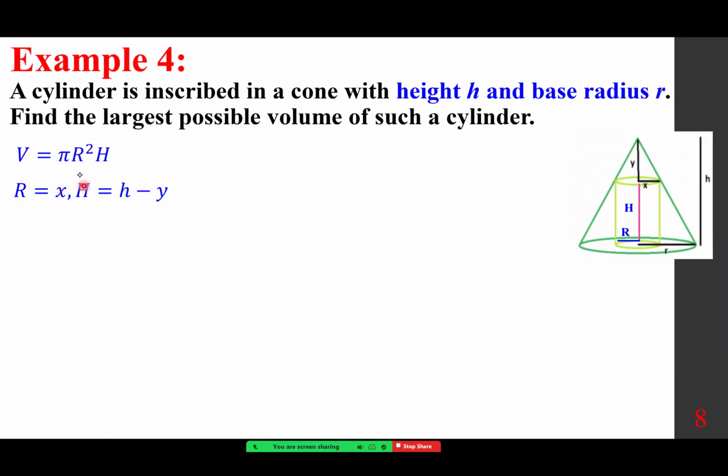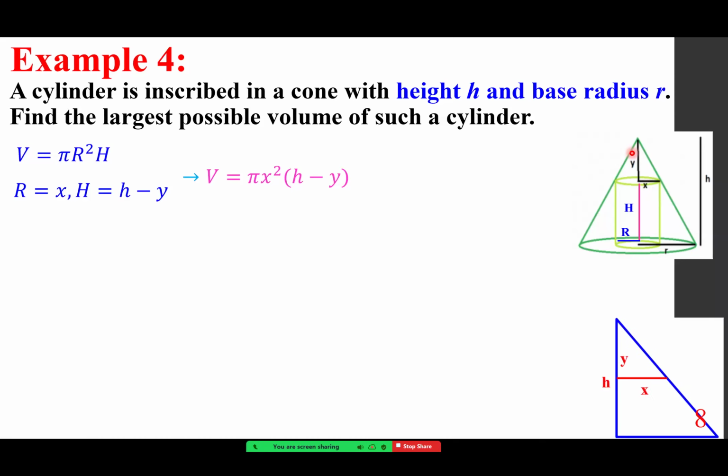So instead of capital R, we're going to go with x, and instead of capital H, we're going to go with h minus y. And notice the volume becomes a function of two variables, a, x, and y. We want it to become a function of one variable. So we want to find a relationship between x and y.